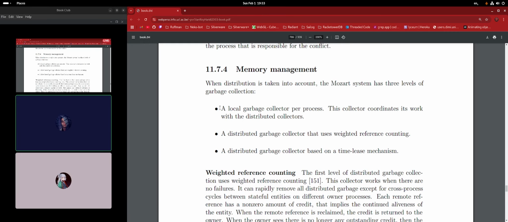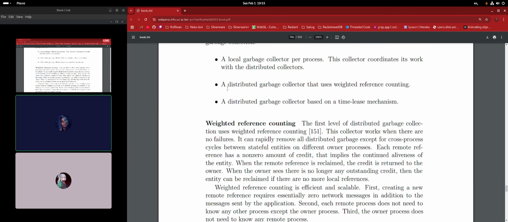Okay, so the first one is just the local one. We haven't gone through the details of that, but this can just be the same classic algorithm of detecting dead references. And then we're going to see these two.